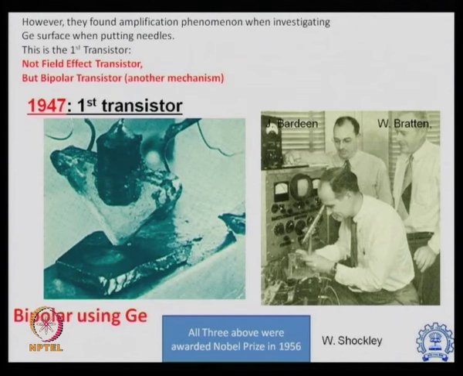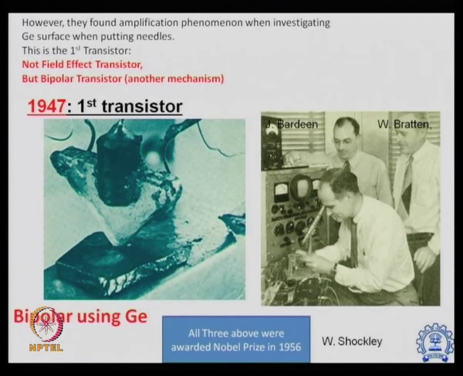So, Shockley started working on the germanium junction transistor instead of point contact, and in 1954 he for the first time showed how a junction transistor can work. And for this invention of his, along with Bardeen and Brattain, all three were awarded the Nobel Prize. There are interesting histories about Shockley. Please go through some Wikipedia kind of things to know how Shockley really behaved in his life.